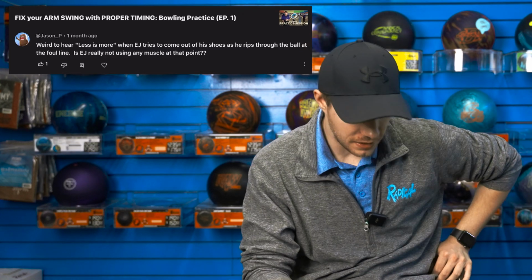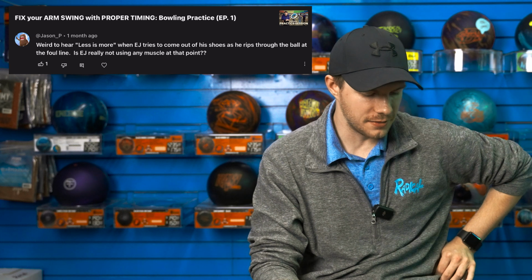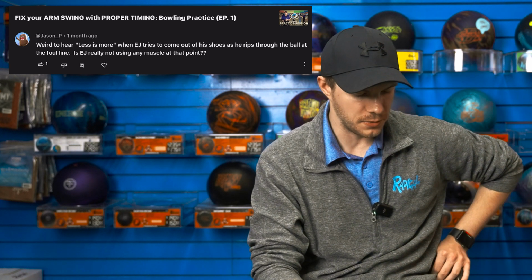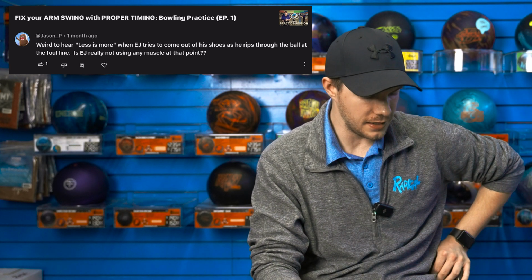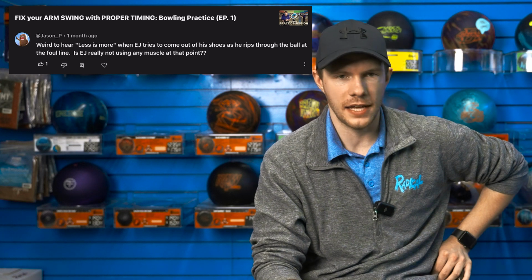Fix your arm swing with proper timing. This was just a practice session with Ace. We were just practicing, basically. He says, weird to hear less is more when EJ tries to come out of his shoes when he rips through the bowling ball. Is it really EJ not using any muscle at that point?